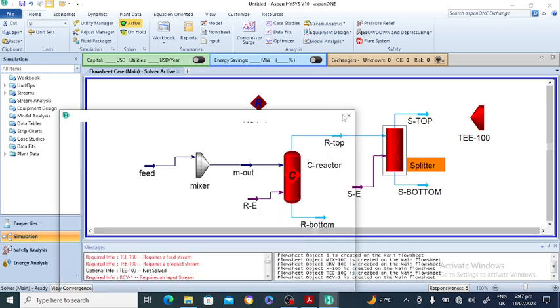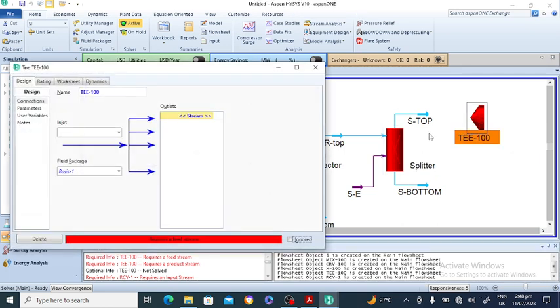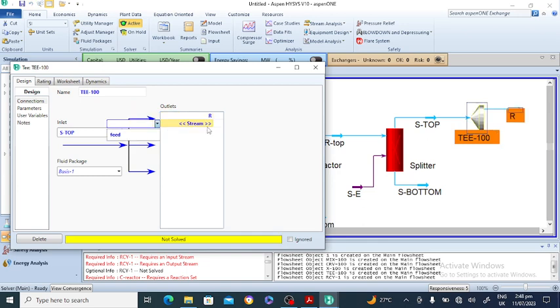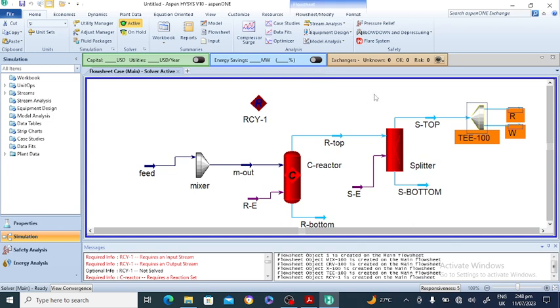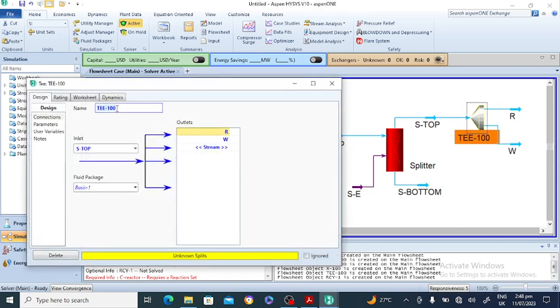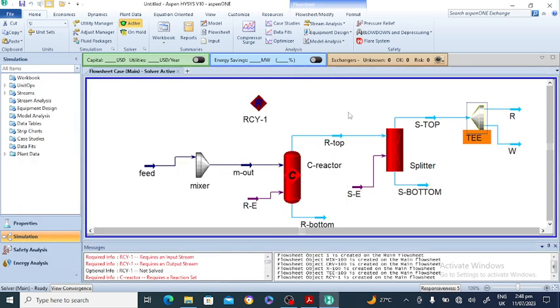Now go to the T and double click on the T. The splitter top will go to the inlet of the T. One outlet will be the recycle, which is R, and the second outlet will be this one, the purge stream. This is T, rename it T.